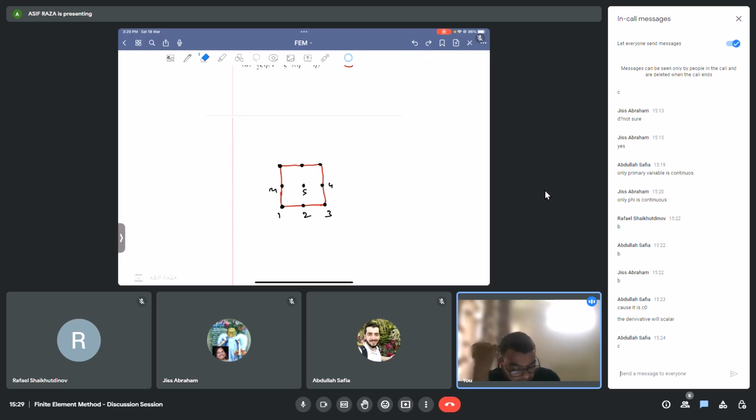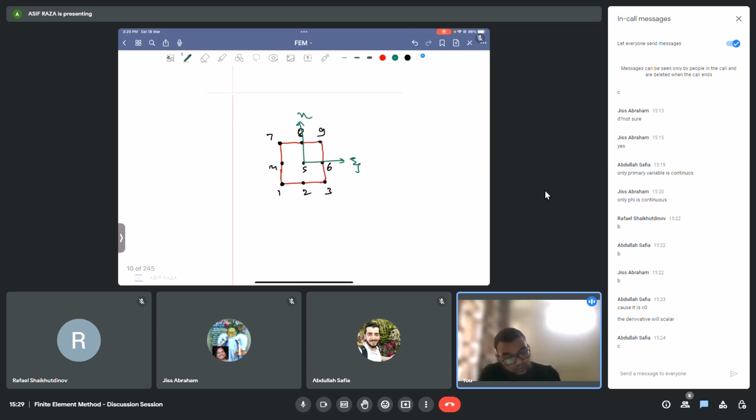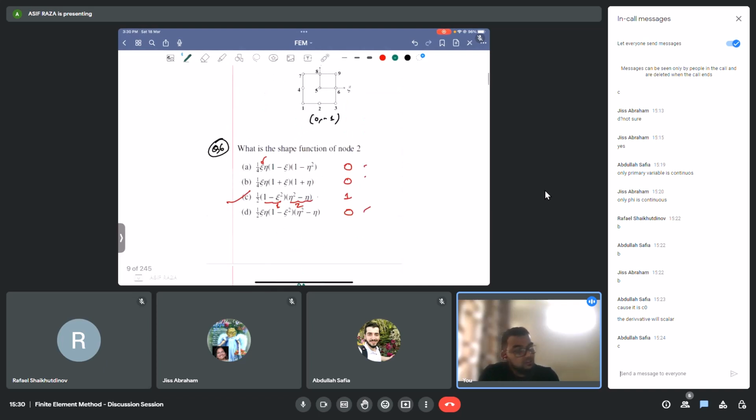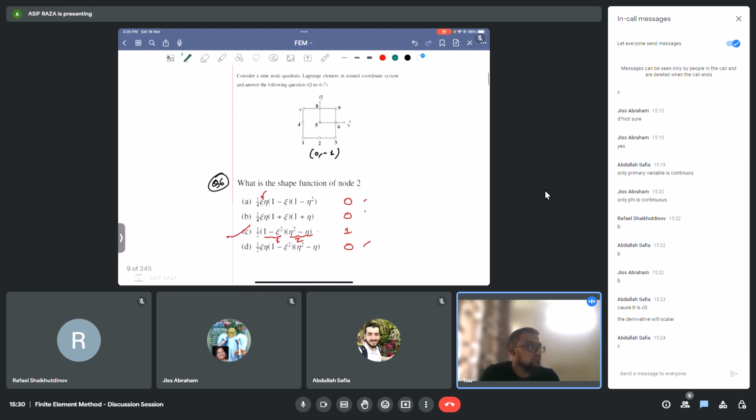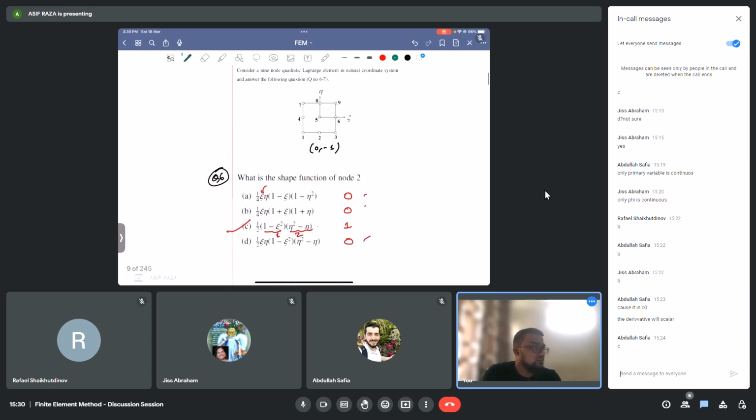Okay. So let me elaborate it further. 7, 8, 9. Yeah, so you are correct. I'll just elaborate it further. What I learned from my teachers is, for a Lagrangian element, a simple way to find the shape function is, first of all, if you are given the options, this is a very easy thing: just substitute the values, and if you are getting value 1, it's just a guess thing.